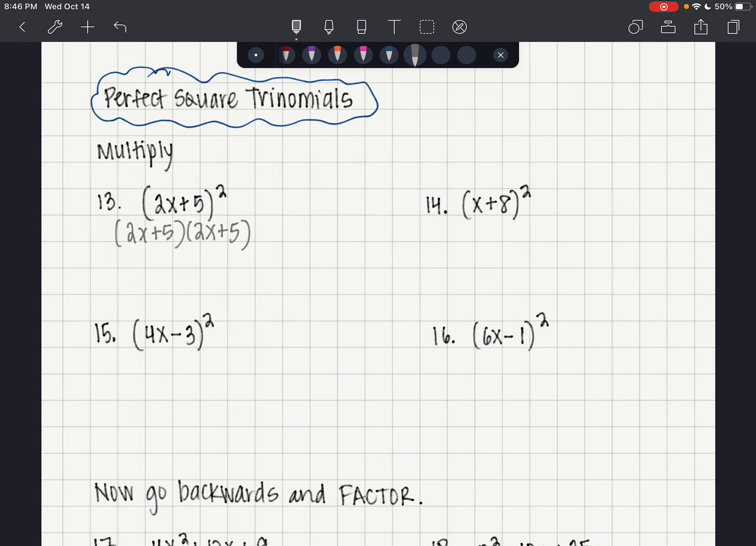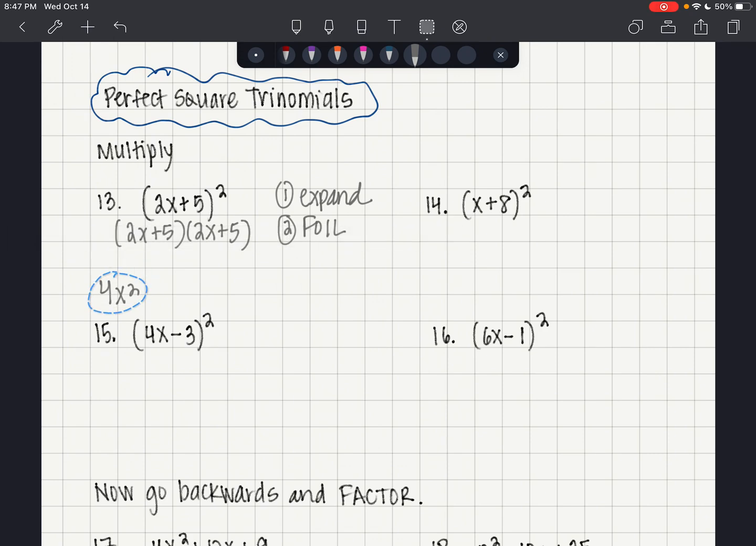So I'm going to first expand. I'm just recalling what we normally do. So we expand and then we FOIL. And we got really good at foiling. So 2x times 2x is 4x squared. And then we have the outer.